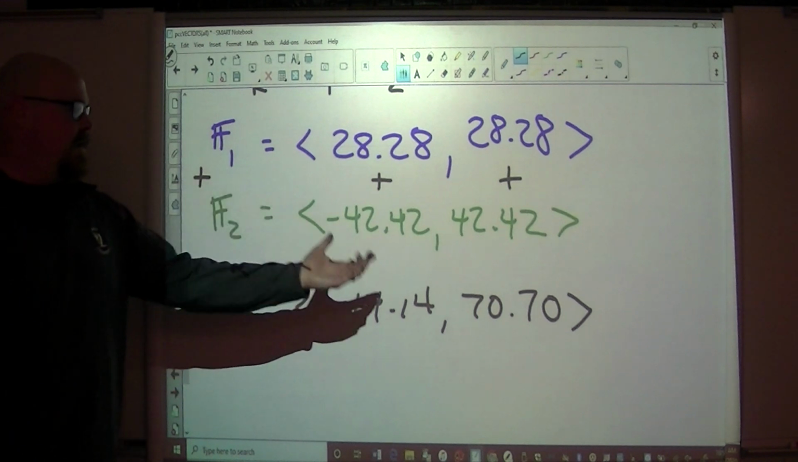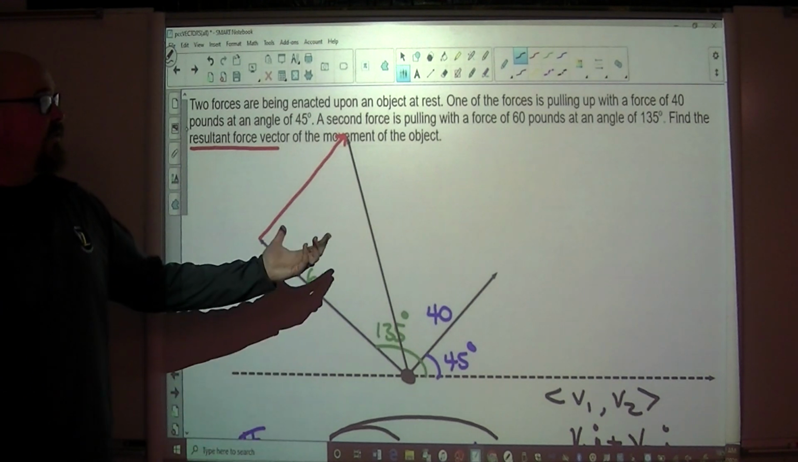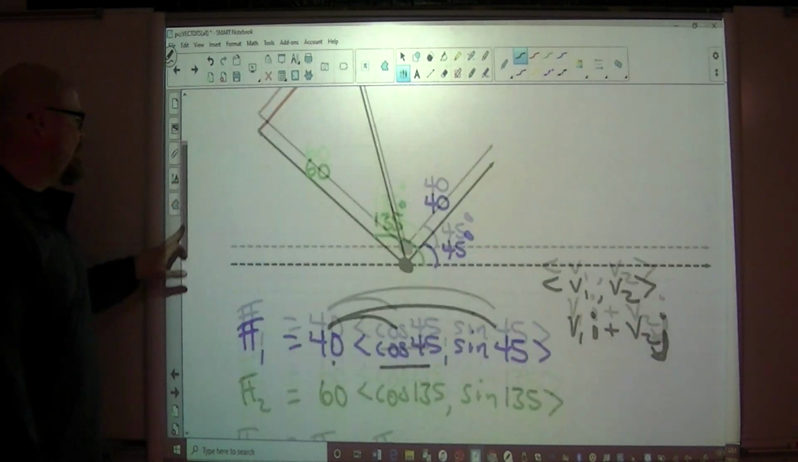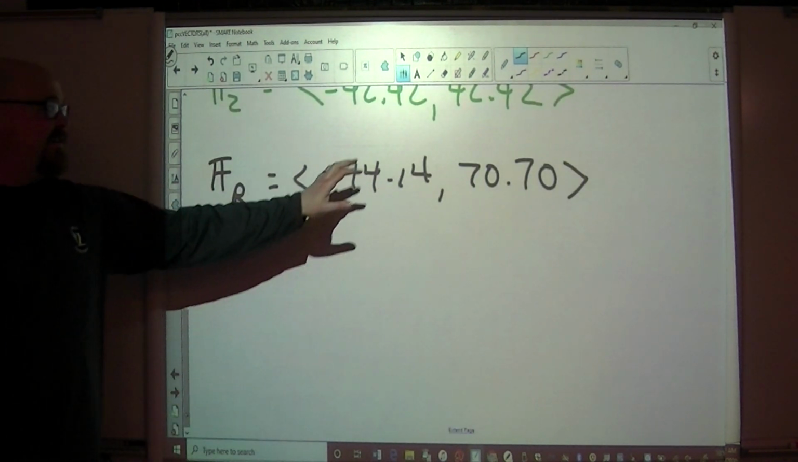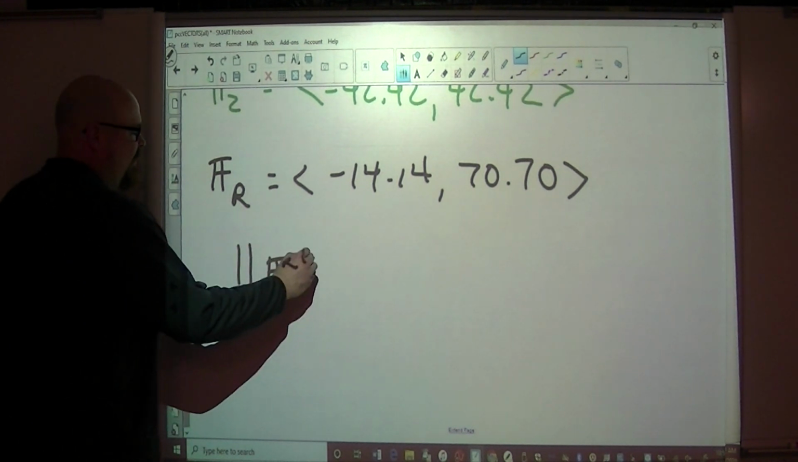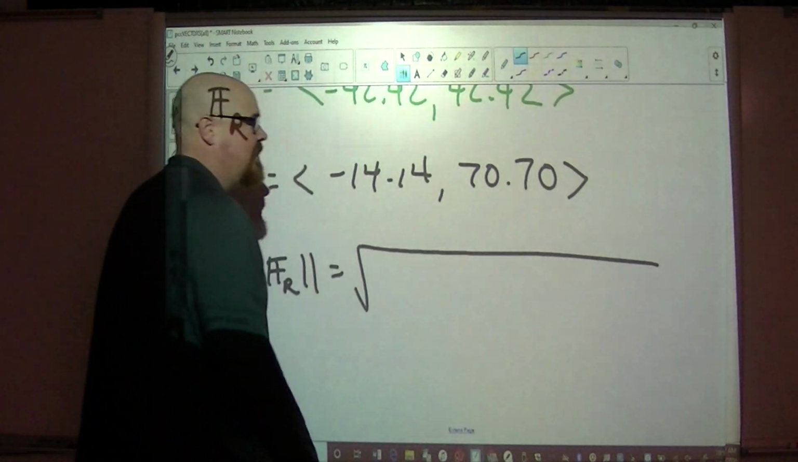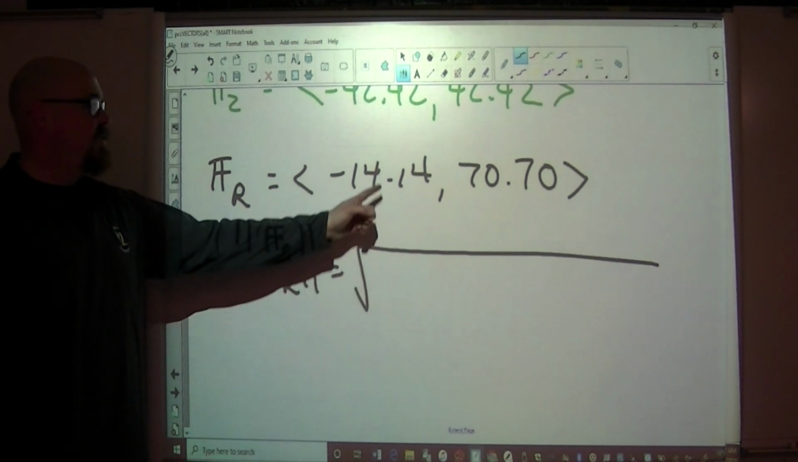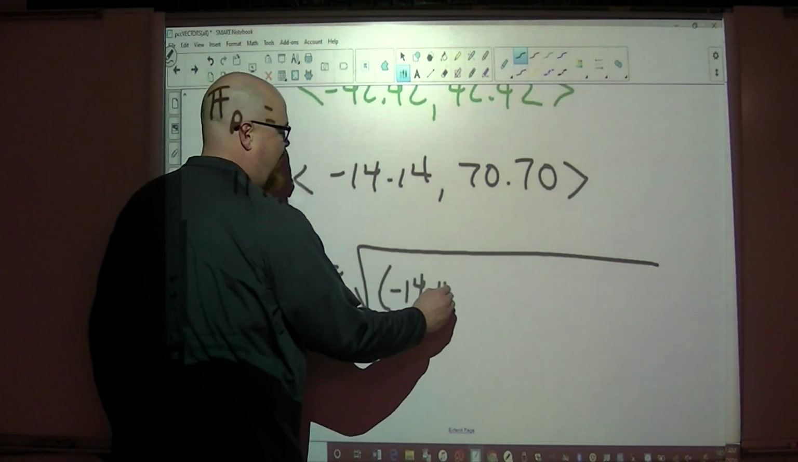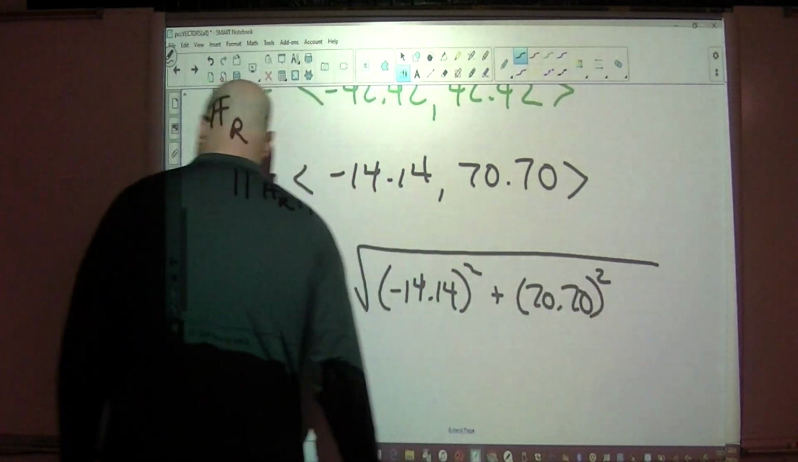Here's the rub. This problem wasn't phrased in terms of the components of these forces, right? It was phrased in terms of their magnitude and direction angle. So what do you think we're going to do, right? We're going to finally, I know it's taken us a while to get to this point, but we're going to take these components and find the magnitude of the resultant force. You guys remember the formula, right? The formula for magnitude, V1 squared plus V2 squared under the square root. So this is negative 14.14 squared plus 70.70 squared.